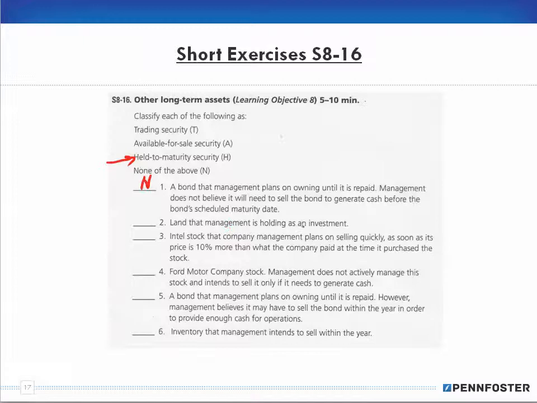Land that management is holding as an investment. Well, these aren't securities, so that's none of the above. Land is not a security.